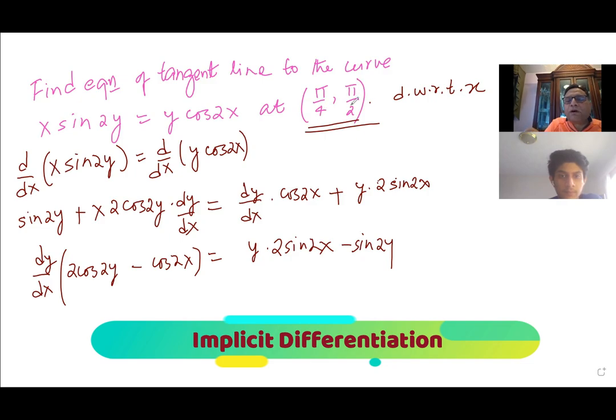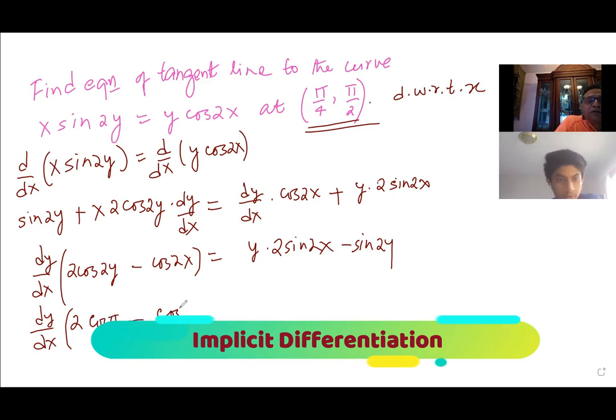So the point is pi by 4, pi by 2. The x value is pi by 4, and the y value is pi by 2, so let's plug it in. We get dy/dx times 2 cos of pi, minus cos 2x, which is cos of pi by 2.